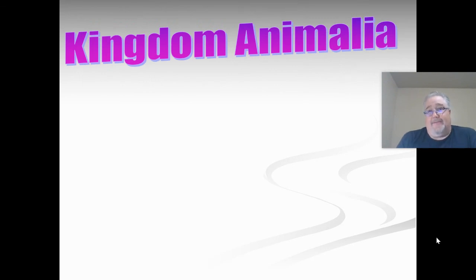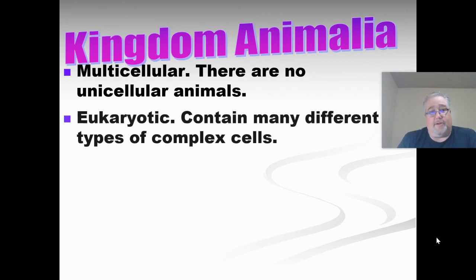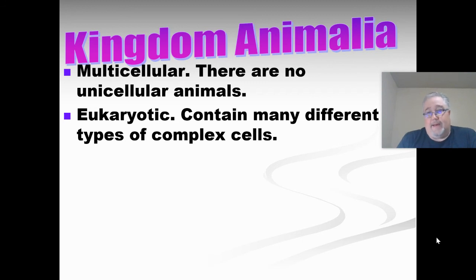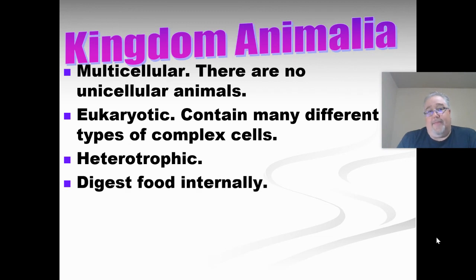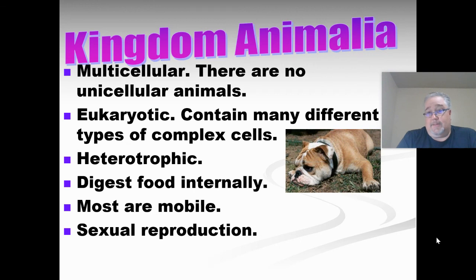And then we have the animal kingdom. Animals are all multicellular. There are no unicellular animals. If there are, we call them protists. But animals are all multicellular. They're eukaryotic, so again, complex cells. They're heterotrophic, and they digest their food internally. So they're different from funguses in that way.